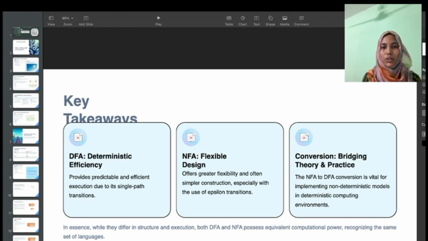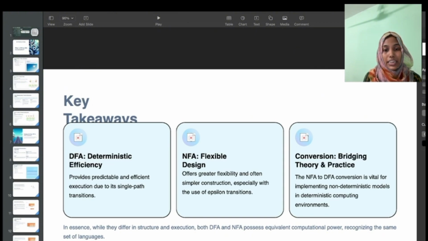Now I am going to talk about DFA, NFA and conversion. In a DFA, for every input symbol, there is only one possible transition. Because of this single fixed path, DFA is very predictable, efficient and practical. It is widely used in real-life applications such as compilers, lexical analyzers and pattern matching, where reliability and speed are important.